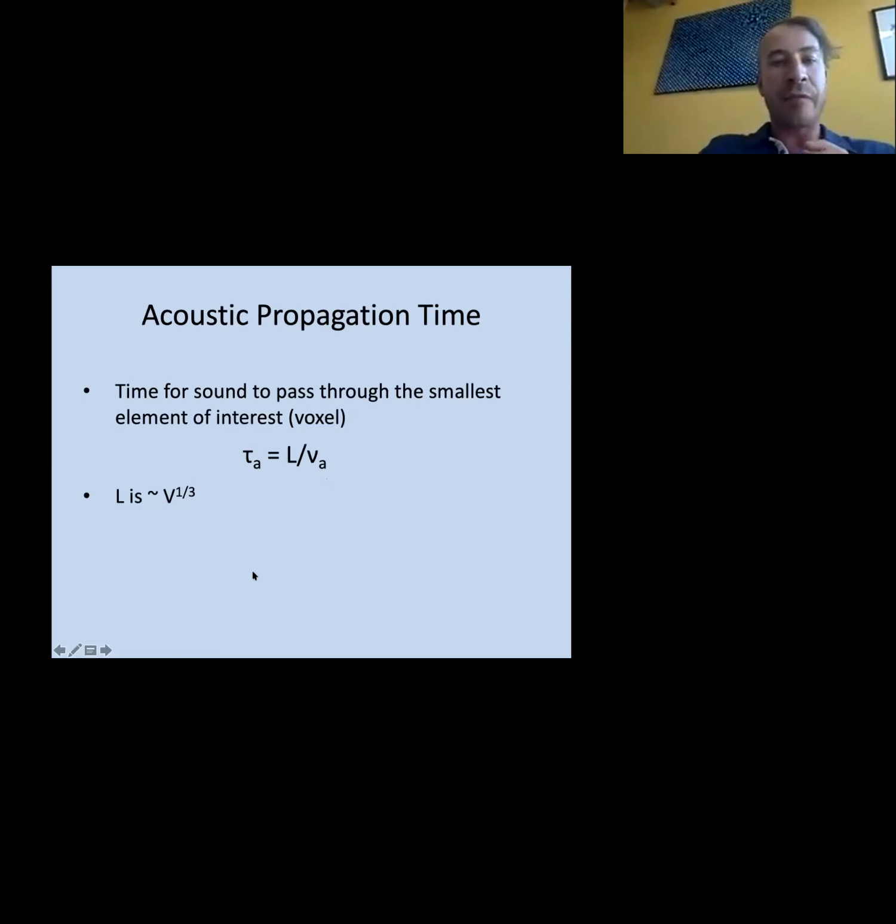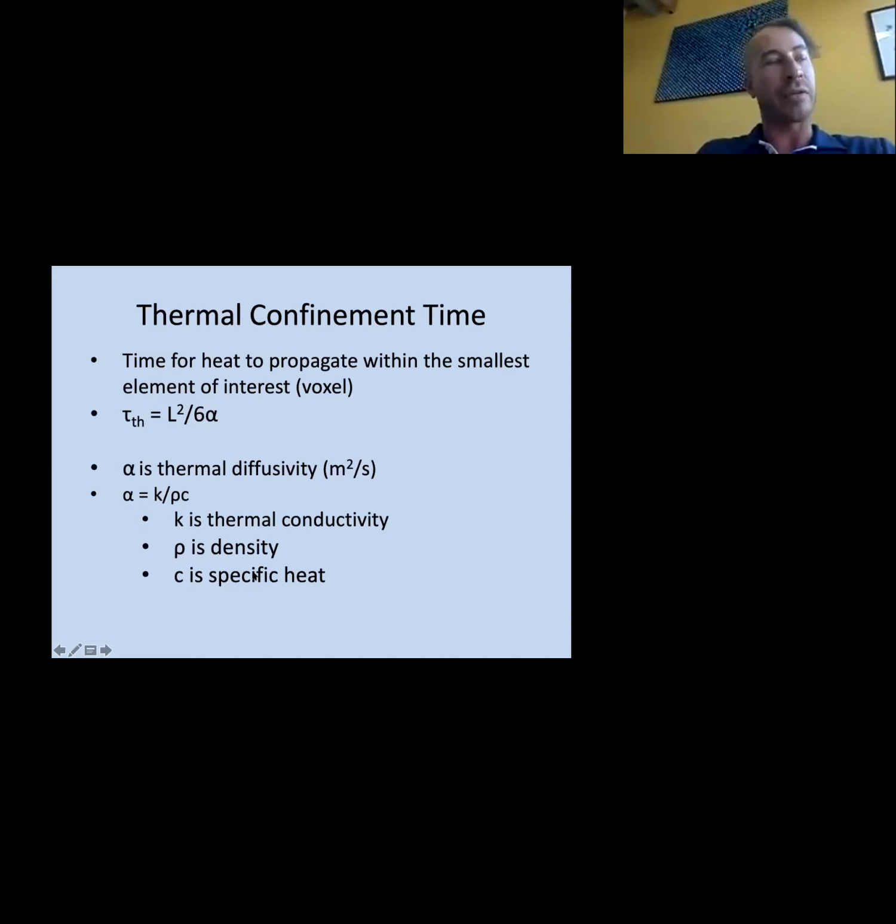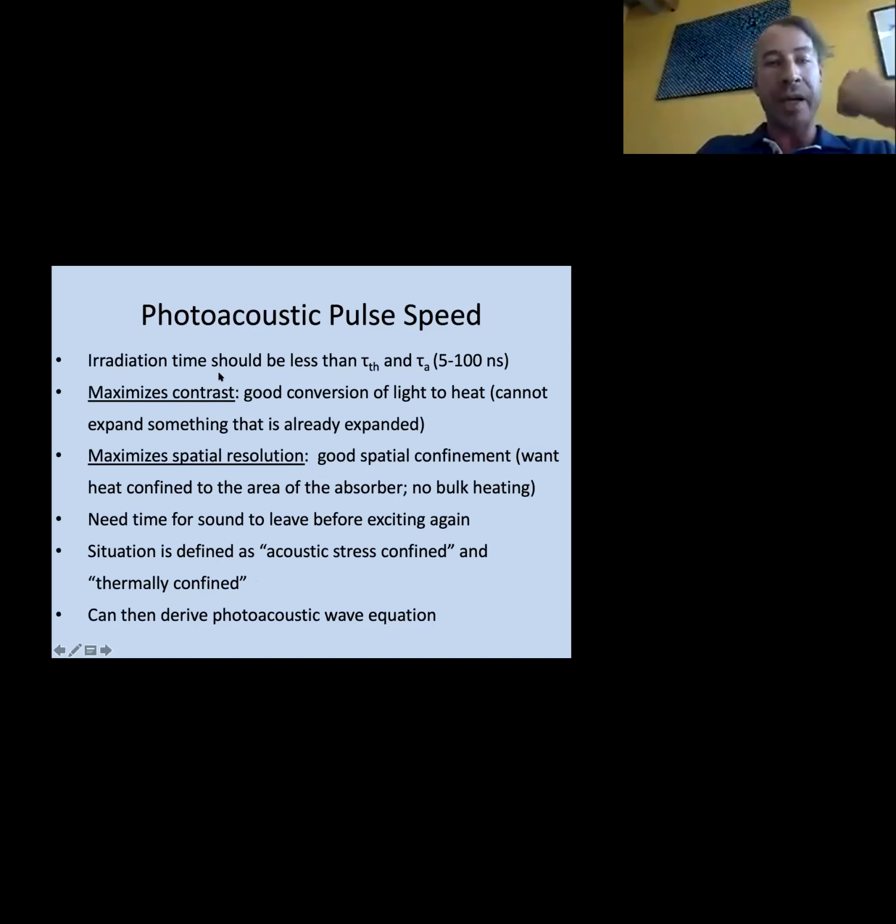So you have the time for the sound to propagate through your voxel, and you have the time for the heat to propagate through your voxel. And you want your irradiation time to be shorter than both of those. The reason is because it maximizes contrast, because you have good conversion of light to heat. If your voxel is already producing a pressure wave, if it's already mechanically vibrating, then you can't expand it again, and therefore you're going to have low contrast if you just have a CW laser.